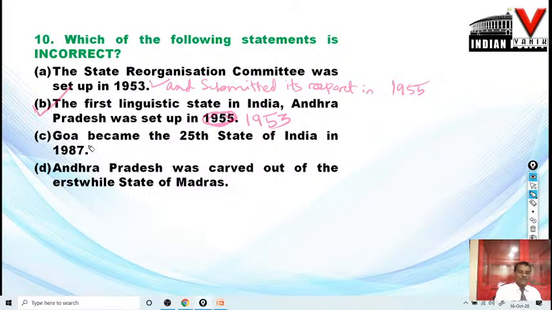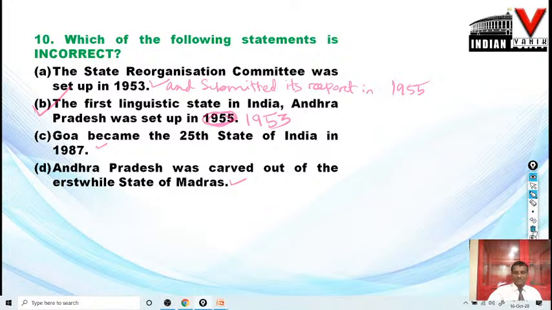Answer is B. Goa became the 25th state. Yes, that is right. Andhra Pradesh was carved out of Madras. Yes, right. So here incorrect means that B is incorrect, not correct. Others are correct. And Goa became the 25th state, while Daman and Diu remained a Union territory, and later it was merged with Dadra and Nagar Haveli, together constituting one Union territory. You remember when Goa was acquired by India? Goa was acquired by India in 1961.